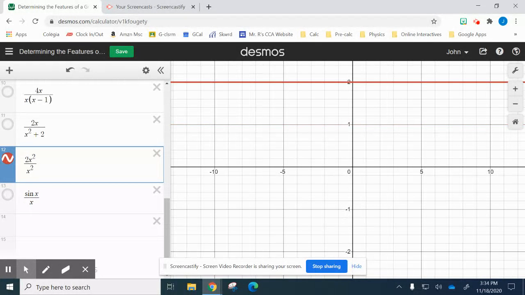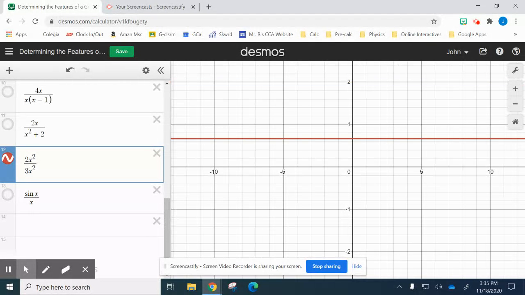There it is. And what if I have a 3 there? That's going to move it down to 2/3, because again, x squared and x squared are going to end up canceling each other out, right? And you're just going to end up with 2/3. So that's that.